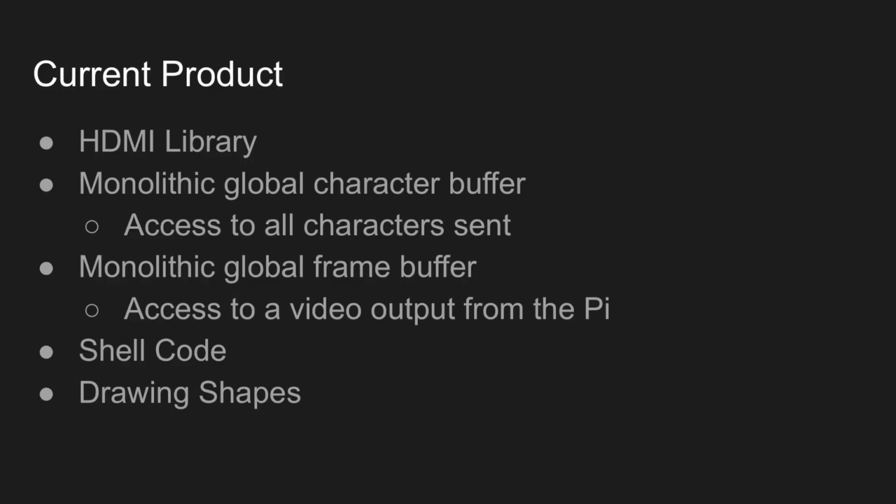So the current product that we have is an HDMI library, which contains both the mailbox code and the frame buffer code. The mailbox code simply allows us to access any of the mailboxes, and the frame buffer code is what the global frame buffer ends up using to create and instantiate a frame buffer, as well as get the raw pointer information so that it can create a safe access into it.